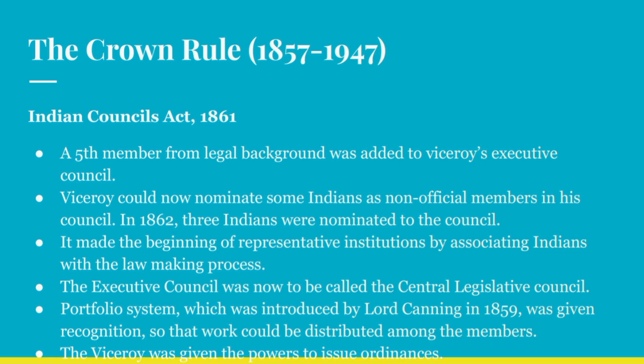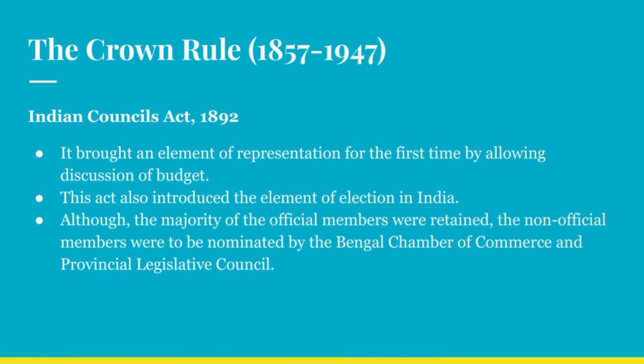The next one was the portfolio system, which was introduced by Lord Canning in 1859, and was given recognition so that work could be distributed among the members. With this act, the Viceroy was given the powers to issue ordinances. The next act under Crown Rule was the Indian Councils Act of 1892.